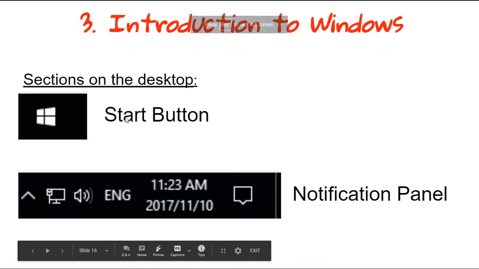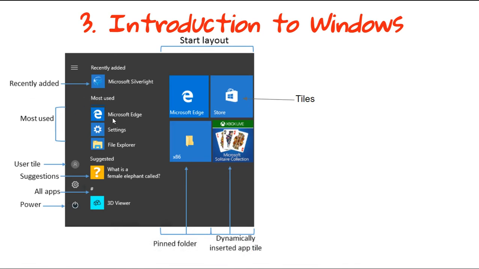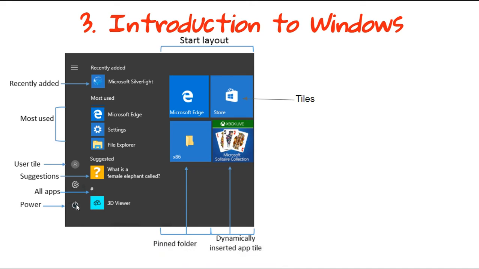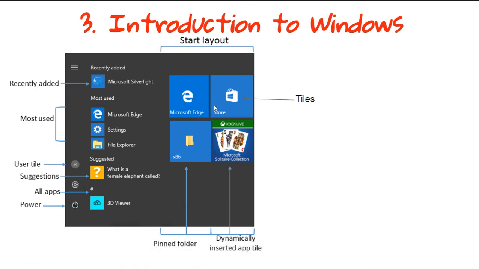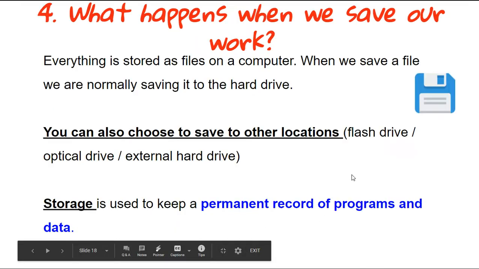So we've got the start button, notification panel at the bottom. We've got recently added, most used programs, user tile. You would click there to log on or log off. Power, that would be to shut down, sleep, or restart. All my apps, I could scroll down if there's a suggestion. These are my tiles. This is the start layout. Pinned folders. Okay, so those are all your things there.